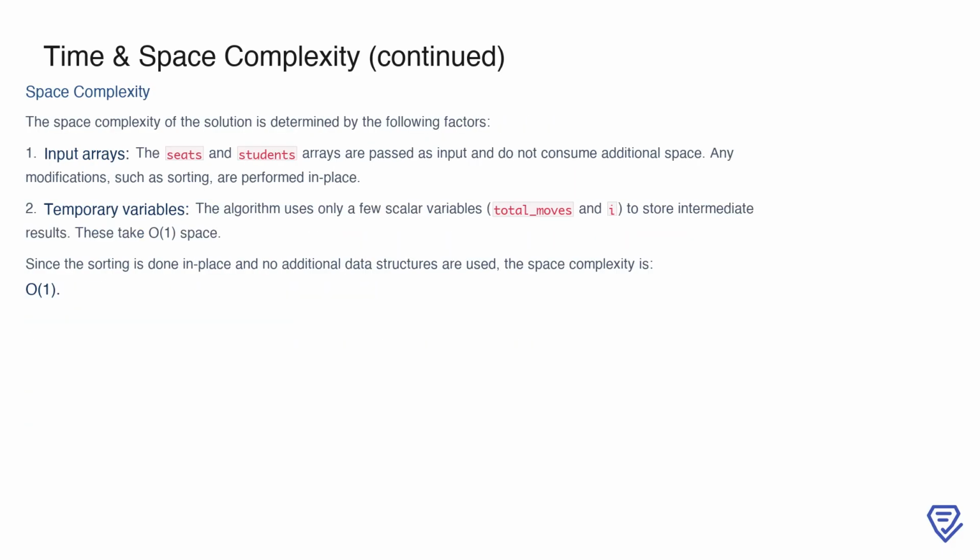Now let's look at the space complexity. The solution's space complexity depends on the resources it uses during execution. The input arrays, seats and students, do not consume additional space because any modifications, such as sorting, are performed in place. This means no extra copies of the arrays are created. Additionally, the algorithm uses only a few temporary scalar variables, such as total_moves and the loop counter i. These variables require constant space, O(1). Since no additional data structures are used and sorting is done in place, the space complexity of the solution is O(1).